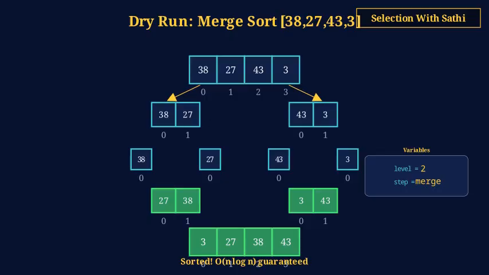Right half, 3, 9 splits and merges to 3, 9. 82, 10 merges to 10, 82. Merge 3, 9 and 10, 82, gives 3, 9, 10, 82. Final merge, 27, 38, 43 with 3, 9, 10, 82. Compare element by element, 3, 9, 10, 27, 38, 43, 82. Sorted. Total work, n log n.